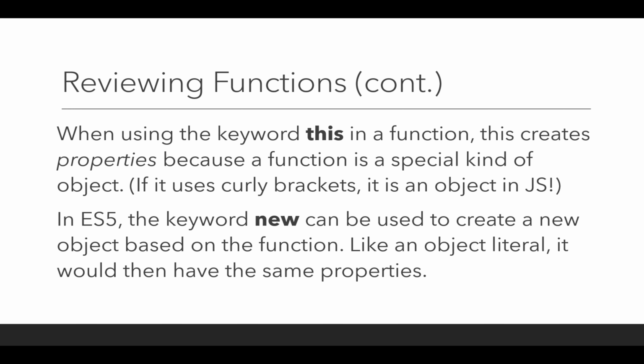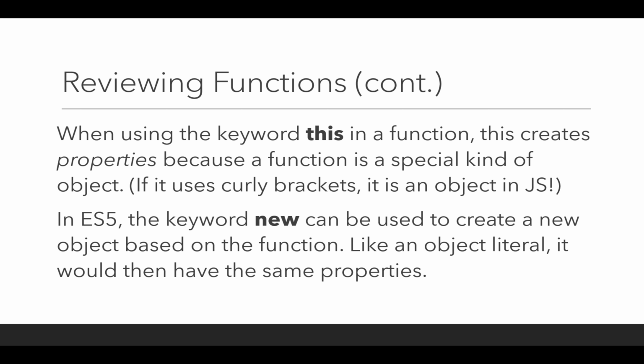So we use the new keyword to create a new object based on an existing object. A function is a kind of object. So we can create a new object based on a previous object, in this case a function, and because it is an object, it would have properties, which means we use the new keyword to create a new object based on a function to create a new object with the same properties.